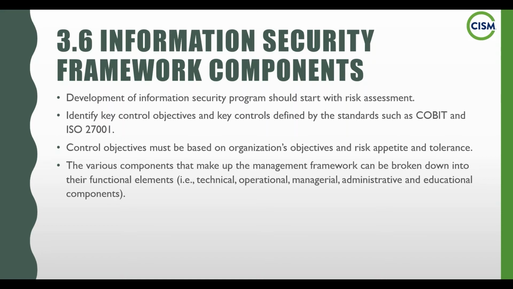You should not implement all the controls in the standard. That depends upon your requirements and what you want to achieve. For example, ISO 27001 has around 133 controls. If application development is not in the scope of your organization, and your organization does not perform any application development, there is no need to implement the application development controls. Control objectives must be based on organization objectives, risk appetite, and tolerance. We have spoken about the organization objectives, and about risk appetite and tolerance.